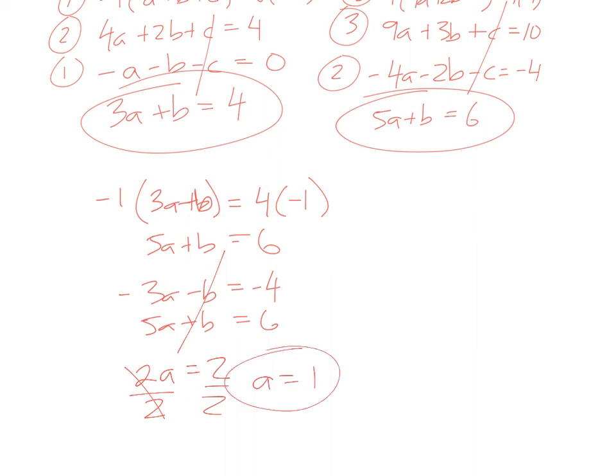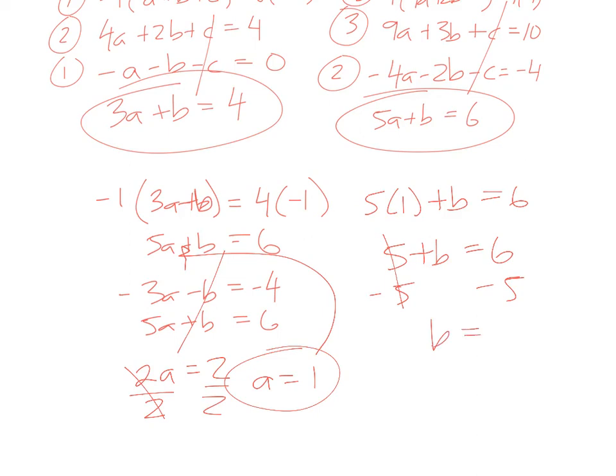All right, cool, I have a. Now I'm going to find b. I'm just going to plug a in here. And I get 5 times 1 plus b equals 6. 5 plus b equals 6. Subtract 5, and b is equal to 1. Okay, cool. So I'm going to take all these and plug it into the very first equation. So I get 1 plus 1 plus c equals 0. So I end up with c equals negative 2.